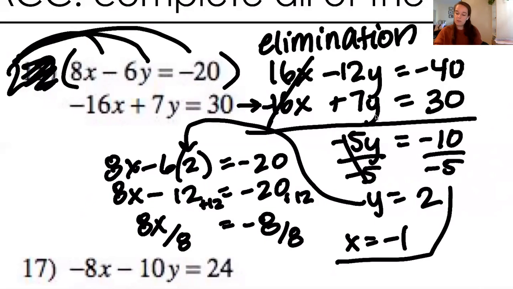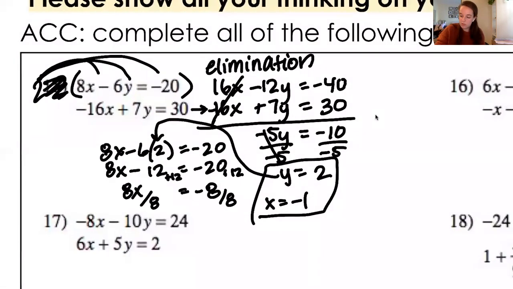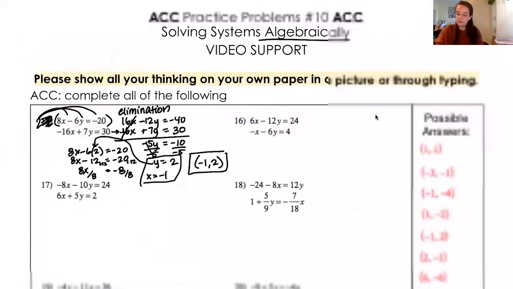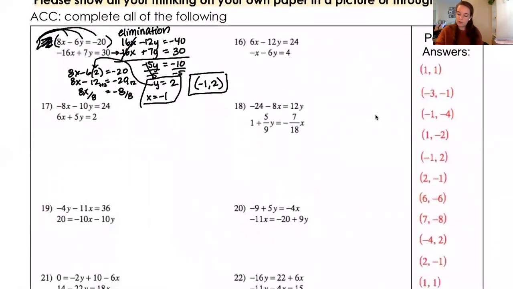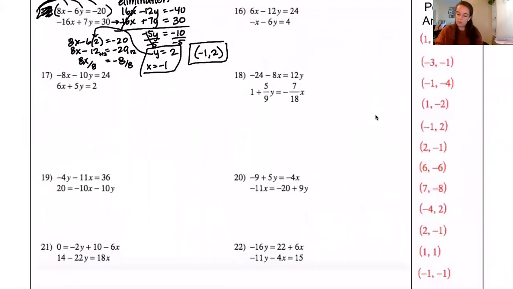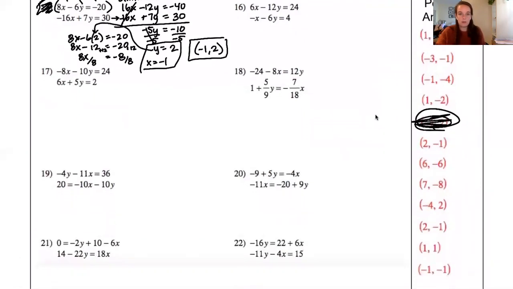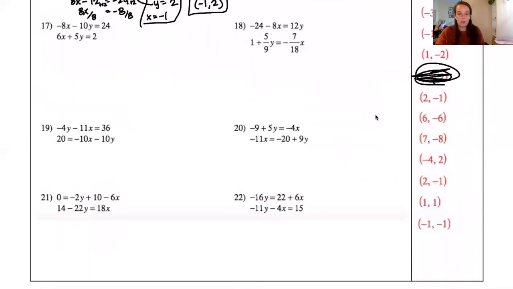Right? So these are the two parts of my point, which is a solution. So negative 1, comma 2 would be my solution there. Should be able to find it over here, negative 1, comma 2, right here. Right, so you can cross that one out. Okay. A lot of these are set up for you to be able to like go for it.